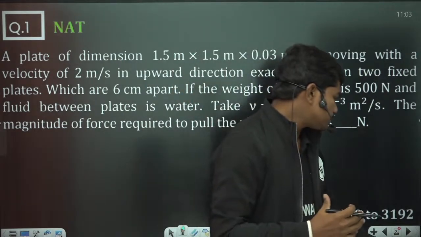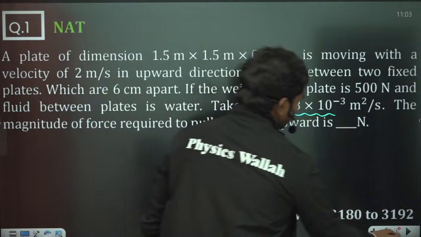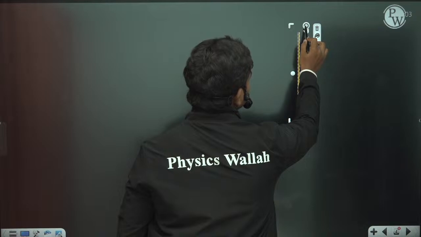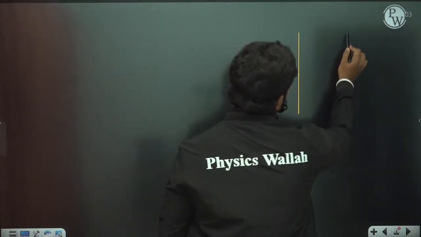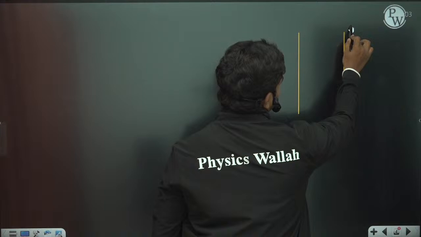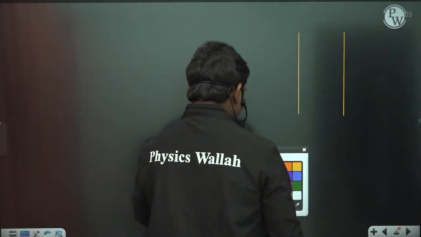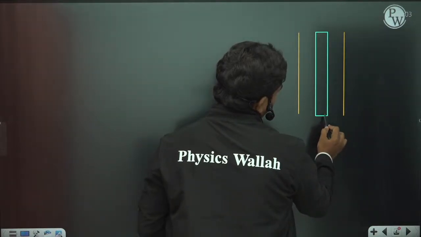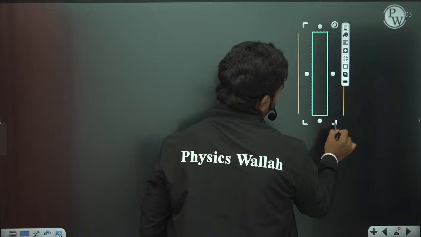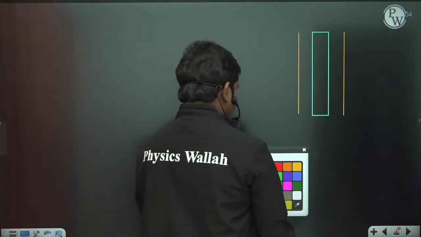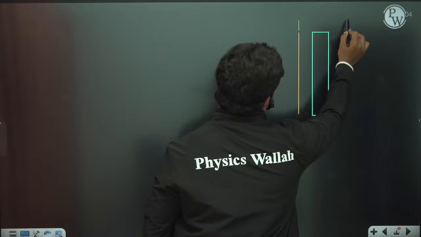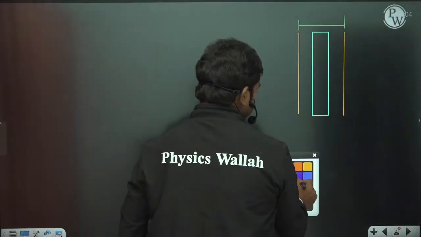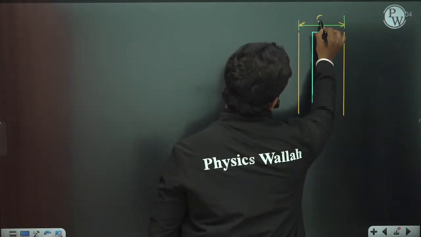Let us try to see this. You have two plates which are separated by a certain distance. Let me try to draw the plates. You have two plates like this, and in between these two plates there is one more plate which is 3 centimeters in width. Now this total gap is given to be 6 centimeters, from this location to this location.